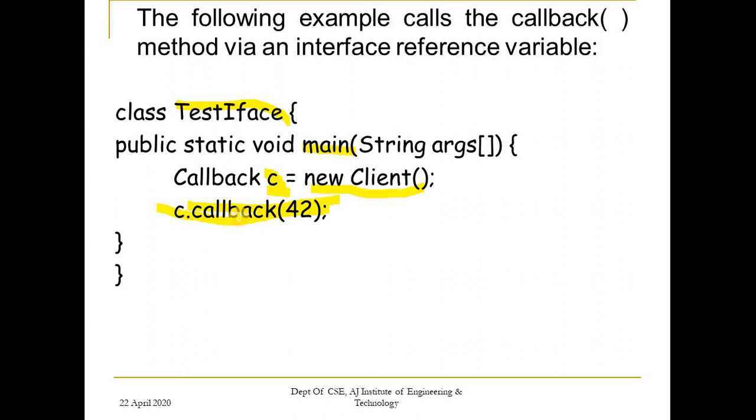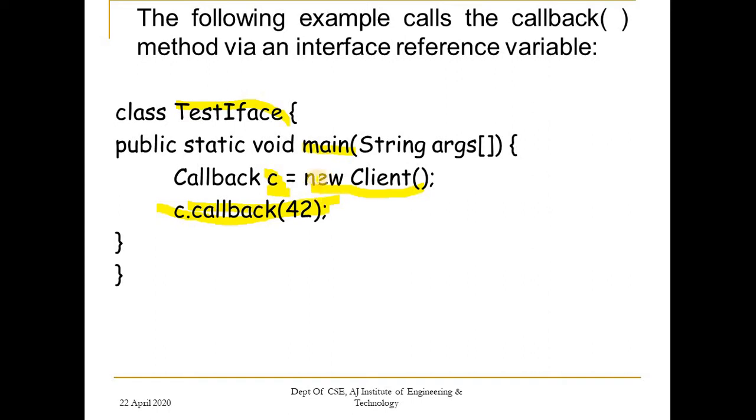Correct? The callback is a method of the interface which has been implemented by the Client class. Now we are calling this callback method using the interface variable c, and we are passing the parameter 42 over here. So the following example calls the callback method through an interface reference variable. Now this program will be successfully executed. You can always call an interface method by using the interface reference variable.